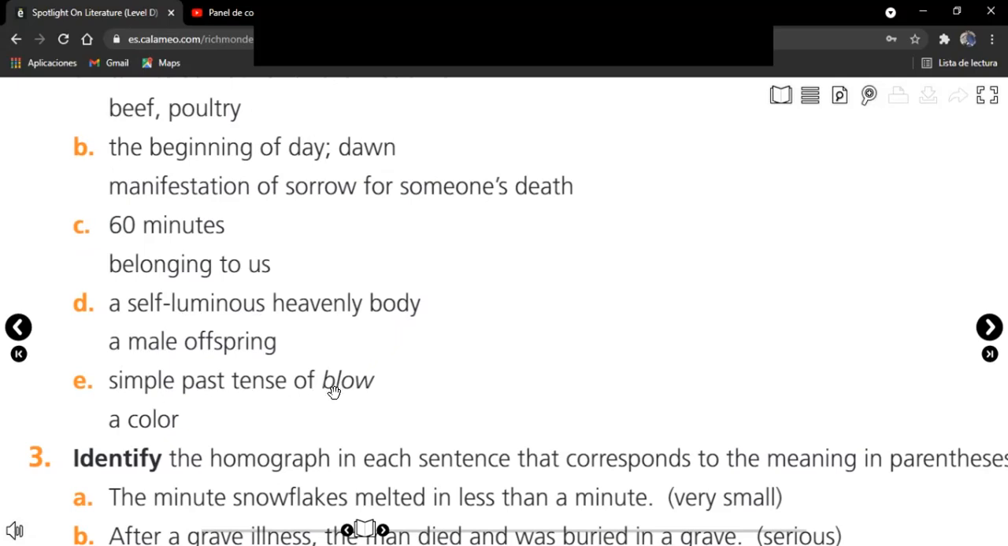Past tense of blow is blew. And the color is blue. But this blew is B-L-E-W. And here the color B-L-U-E.